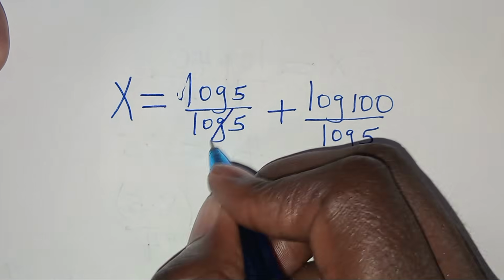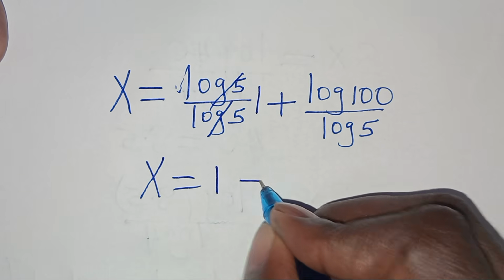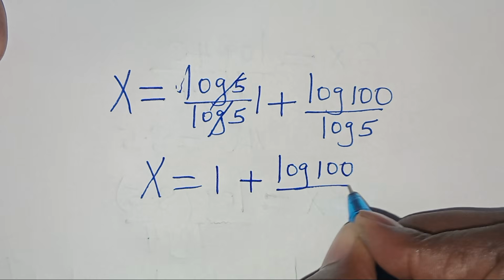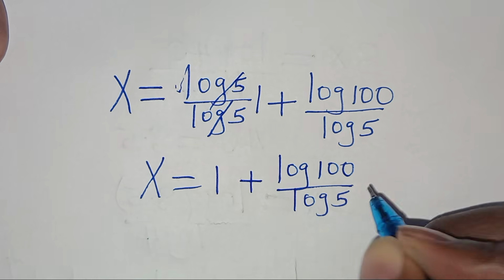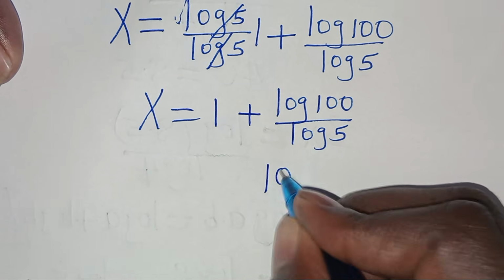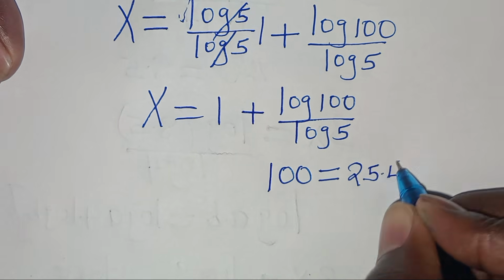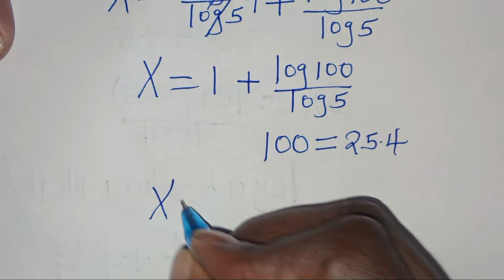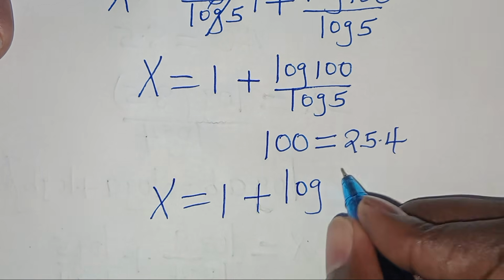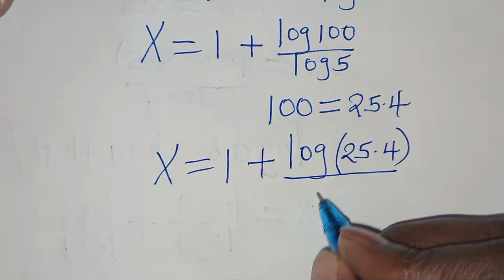Now let's simplify log 5 and log 5 here. So this is 1, so that we have x is equal to 1 plus log 100 divided by log 5. Now the next step is that we can express 100 as the same thing as 25 multiplied by 4. So we have x is equal to 1 plus log of 25 multiplied by 4, divided by log 5.